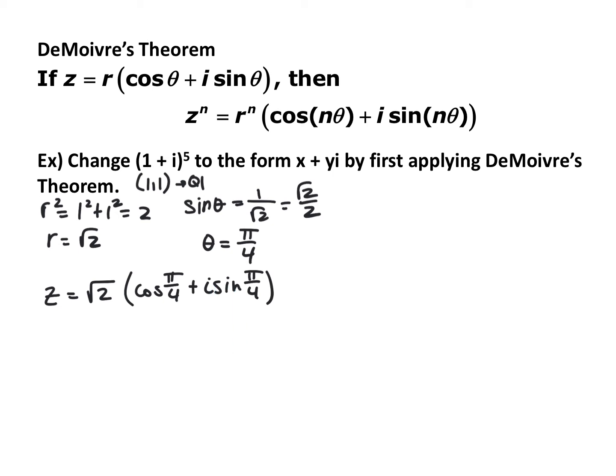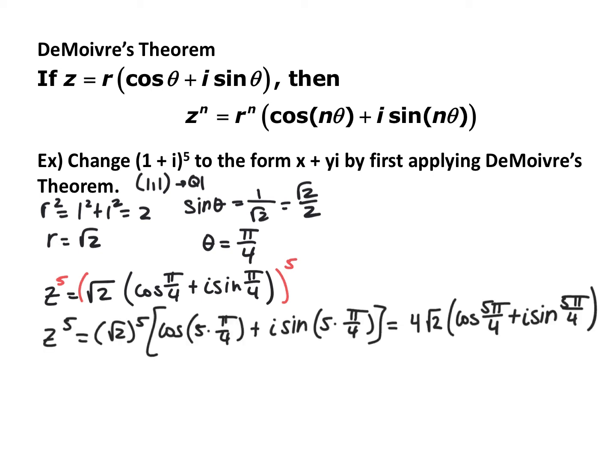Now we want to take this whole thing and raise it to the 5th power. So apply DeMoivre's theorem and raise this to the 5th power. So to raise this thing to the 5th power, I'm going to raise the radius to the 5th power, so root 2 to the 5th power is 4 root 2, and then I'm going to multiply my angle pi over 4 by 5, so my new angle ends up being 5 pi over 4.